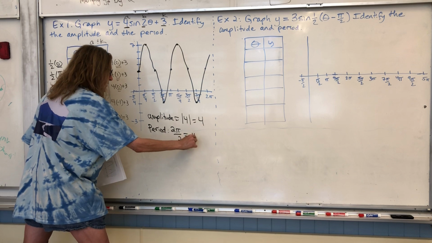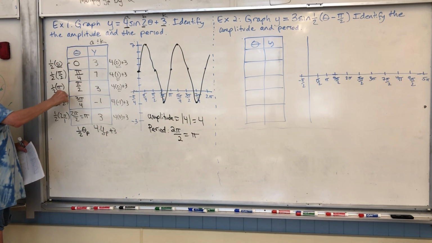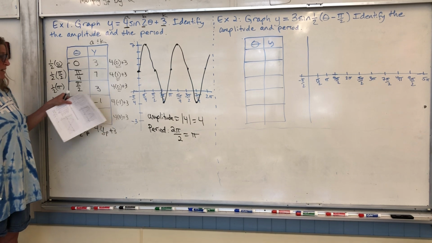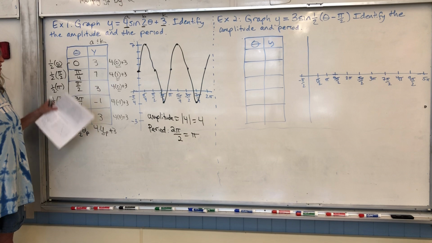Okay, guys, and I want to point out something kind of cool. Look, I can see in my table that one period is pi. It starts at 0 and it goes to pi. And then I would just repeat, right? I would just keep repeating the same pattern over and over, right? So one cycle we call a period.